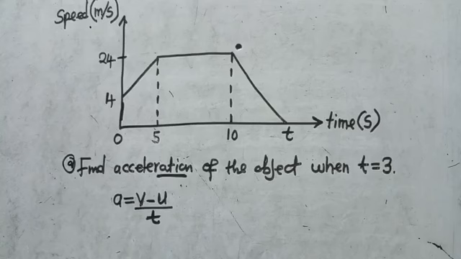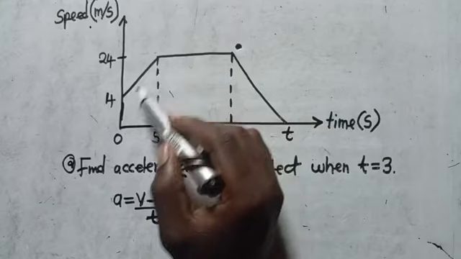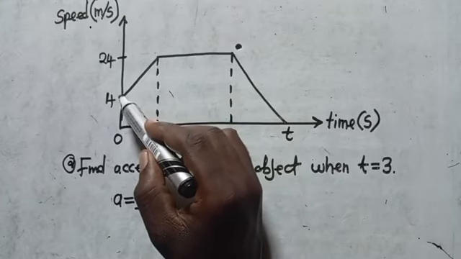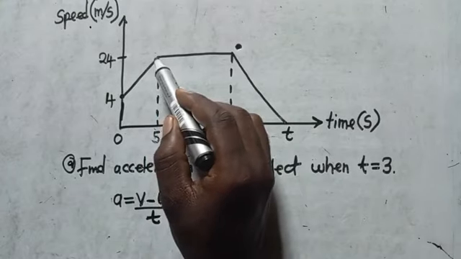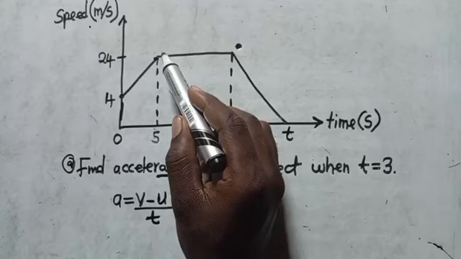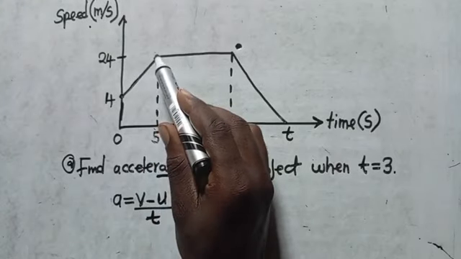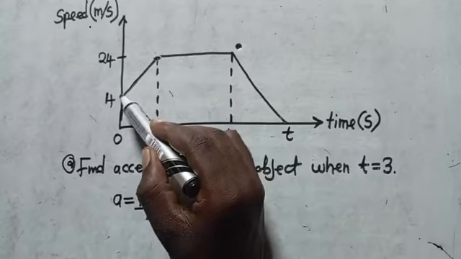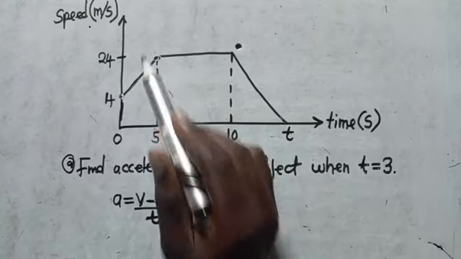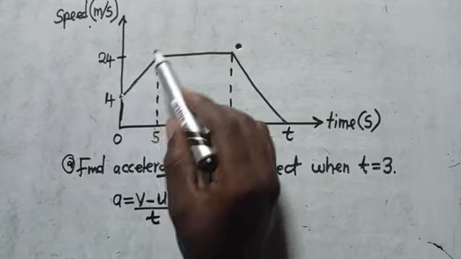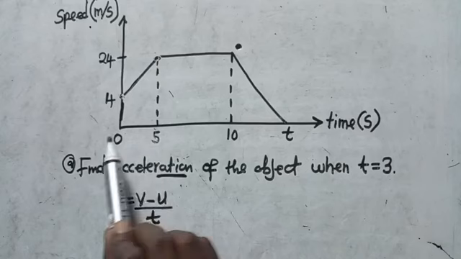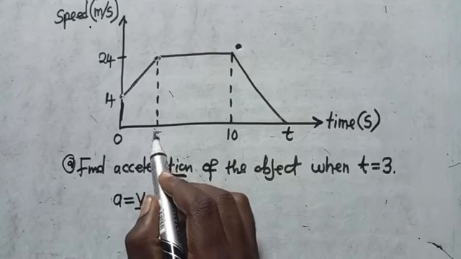To answer this question, we know the object is starting from here, ending up there. This is how it is moving. Have you seen? So this is the movement. This part, it was accelerating from here up to there. So I just need to find the acceleration in the first 5 seconds.